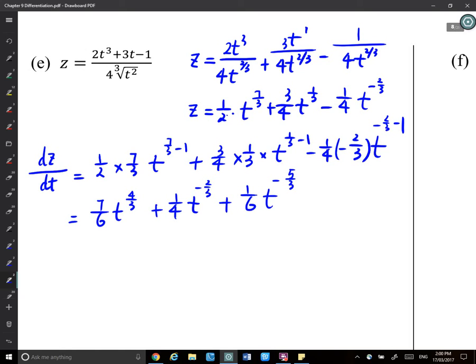Okay, have a look at the f. I put f there because the notation is maybe a little bit strange to you. So what is it really talking about?